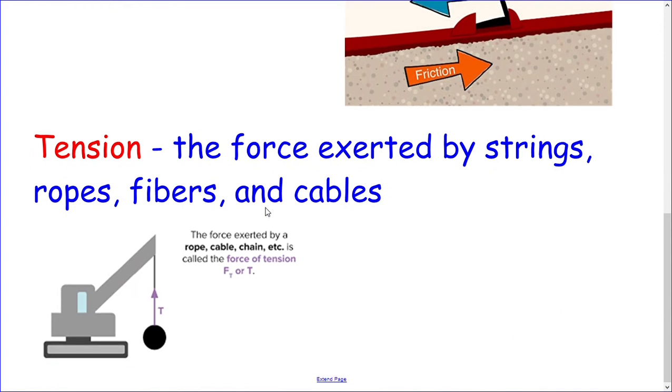Then we have tension. Tension is any force exerted by things like strings, ropes, fibers, cables, anything that has some sort of connection to it that's causing it to pull in one direction. You can see the crane picture here. It's got a rope coming down, the ball's hanging off of it, and so there's a tension force pulling upward on that cable, keeping that ball where it is.